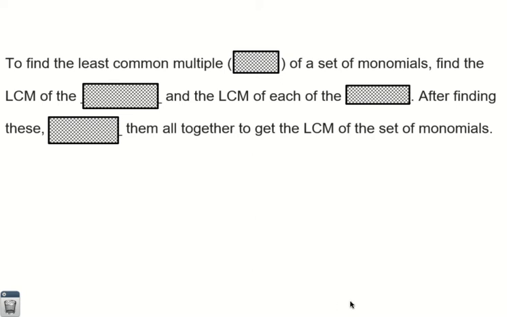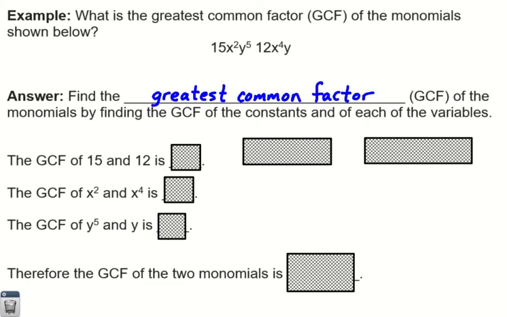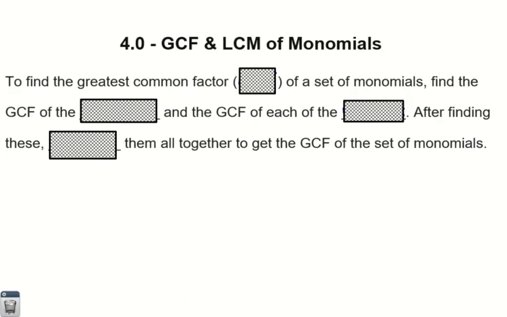Okay, this is section 4.0, starting off chapter 4 with a section called GCF and LCM of monomials.